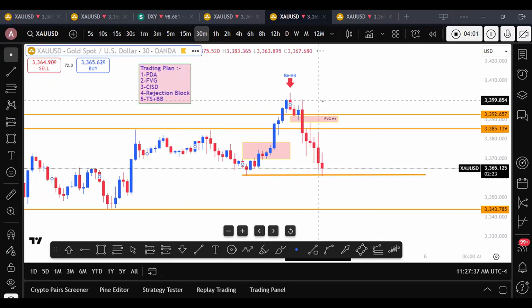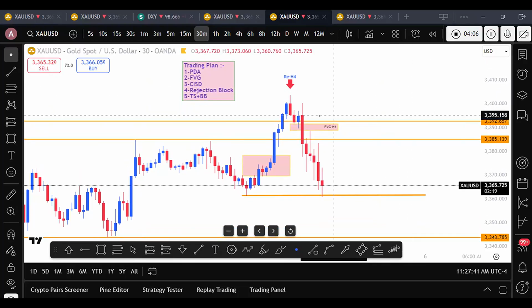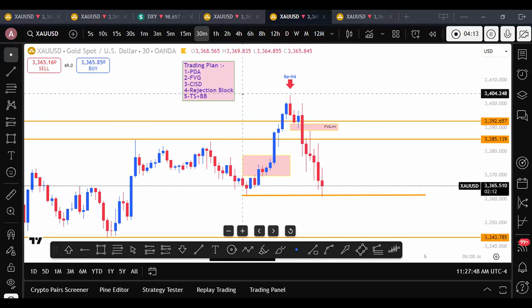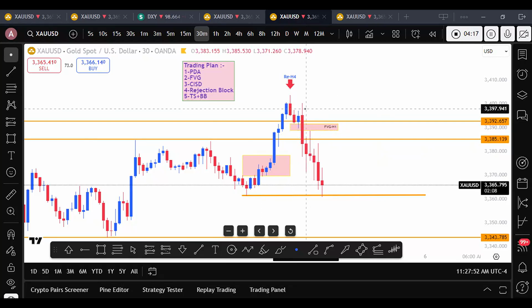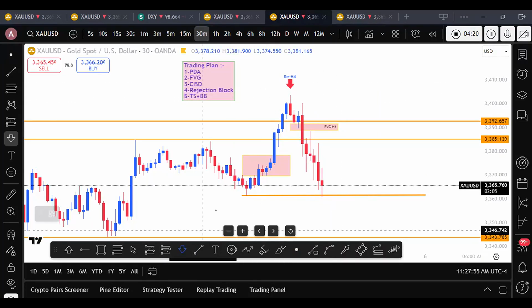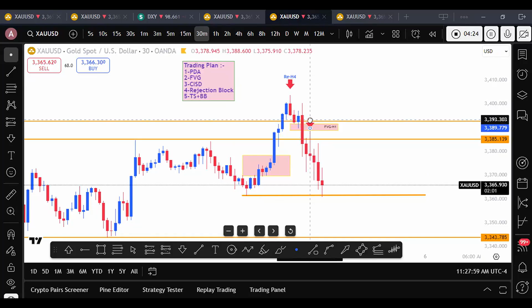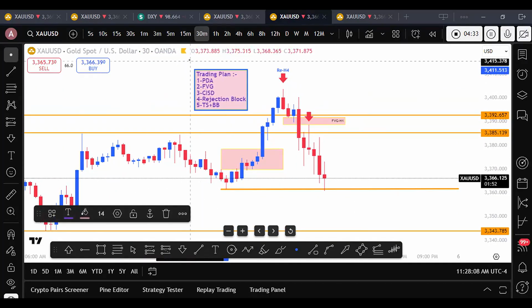On 30 minutes, we can see there is also an order block here. This is the order block, and this is the fair value gap on H1, and also a fair value gap on 30 minutes. And there is a mitigation. This is a mitigation also. We didn't see it when it occurred before, and we follow to see more on the lower time frame.